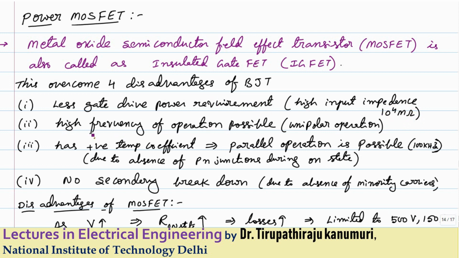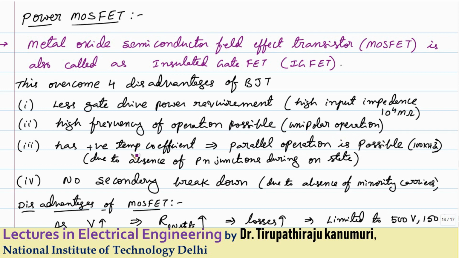The second one is that a high frequency of operation is possible compared to BJT. In BJT, the current is due to both types of carriers, minority and majority, and during turn off and turn on, the recombination or removal of both carriers takes more time. But in this case, only one type of carrier is involved in the passage of current. So the removal will be very easy. That also we are going to discuss in detail.